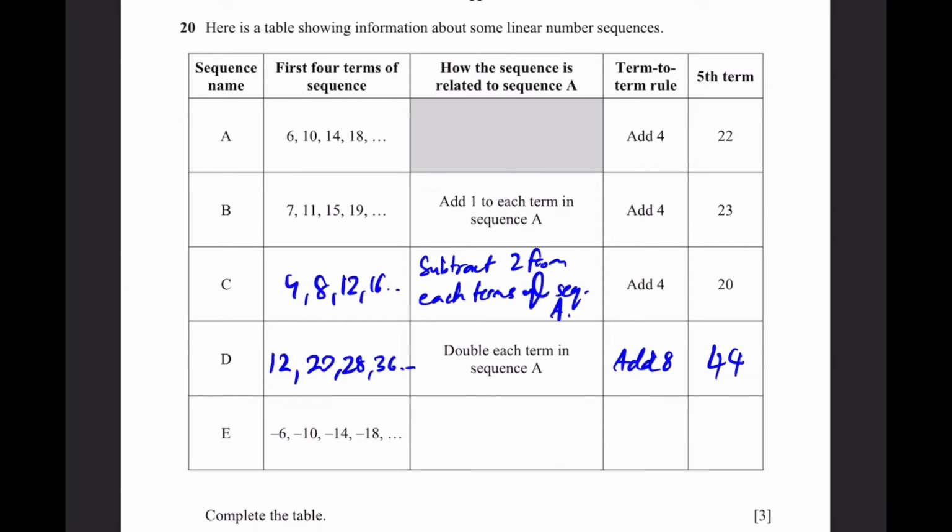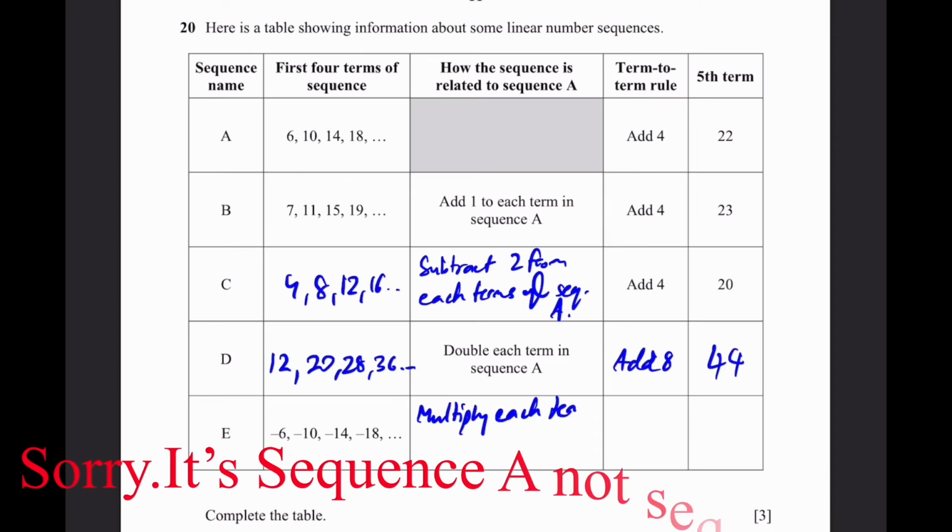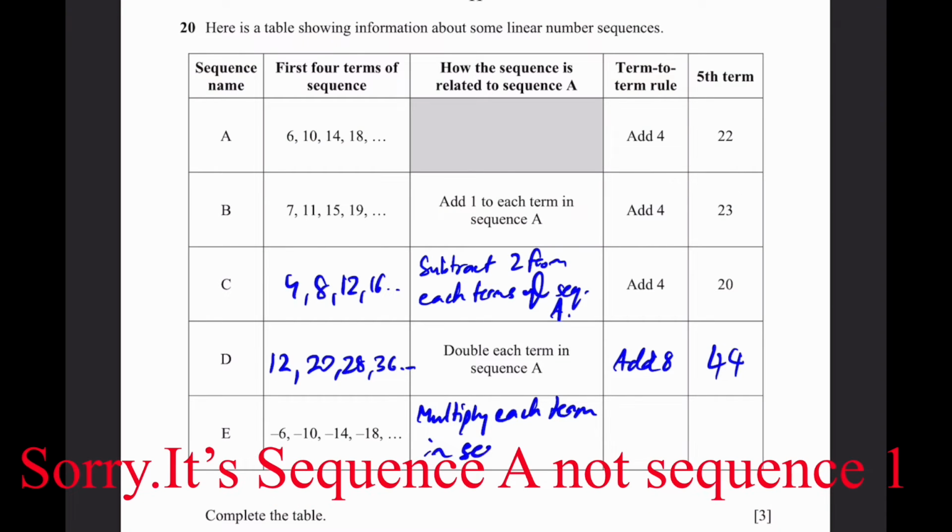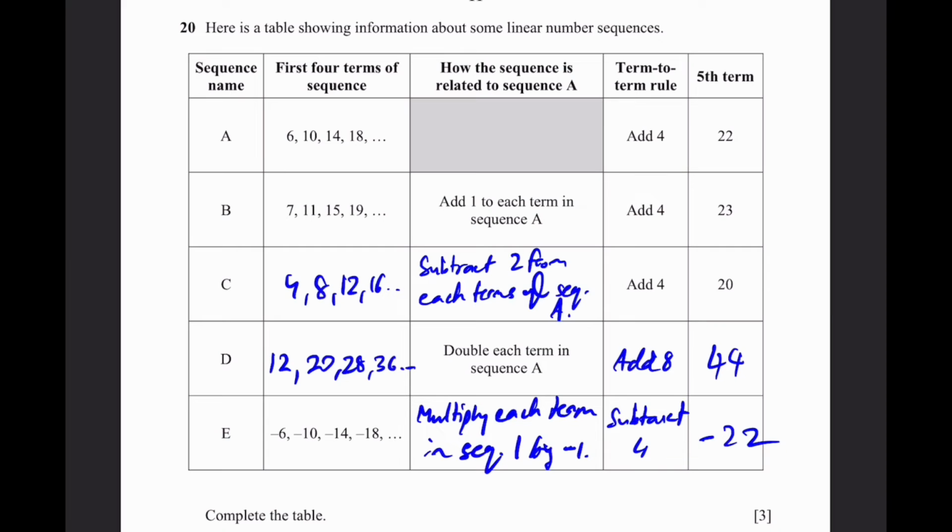E, minus 6, minus 10, minus 14, minus 18. So we just multiply each term in sequence A by minus 1. Now the term-to-term rule is subtract 4, and the 5th term will be minus 22. And that will be our final answer. Now we can go to question 21.